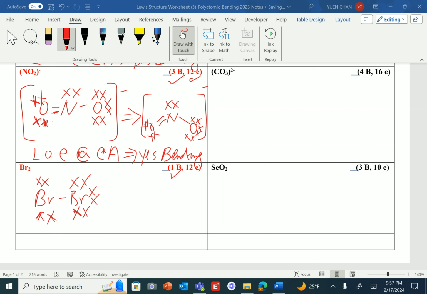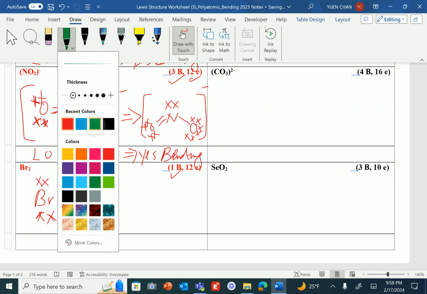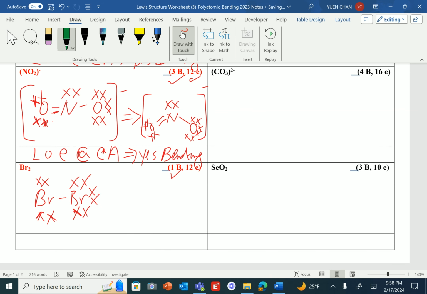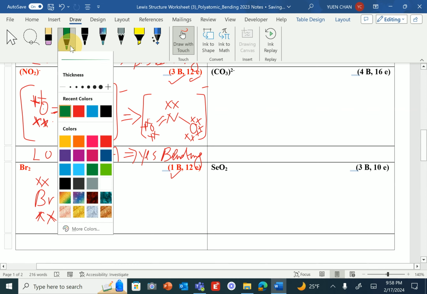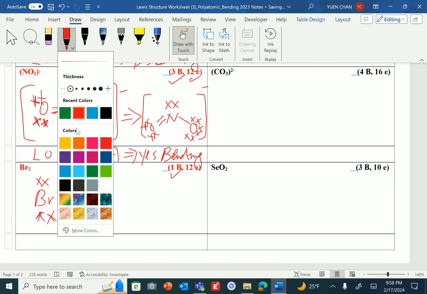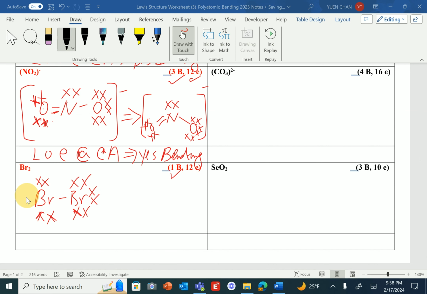Sorry, you have two more here. You should have two more. Come on. Let me try a different color. Would that work? You should have two more electrons. I don't know why I cannot continue. Yeah, I think this is not very sensitive.